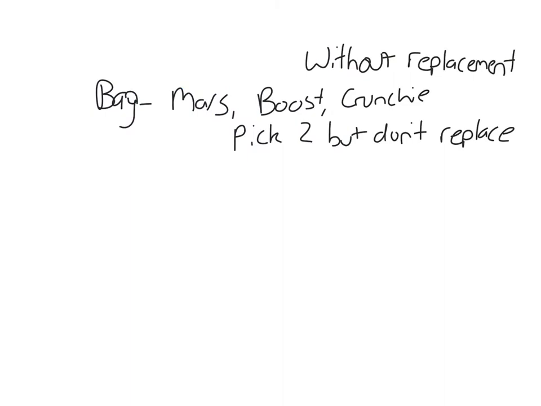Okay, so this is the example that I'll give you. I have a bag that has a Mars bar, Boost, and Crunchy, and you get to pick 2 of these at random. So if you pick a Mars bar first go, you don't put it back, you keep it, so then you can't get a Mars bar second go. That's why this is without replacement. So if you get something first go, it's not being replaced. So we'll do the tree diagram.